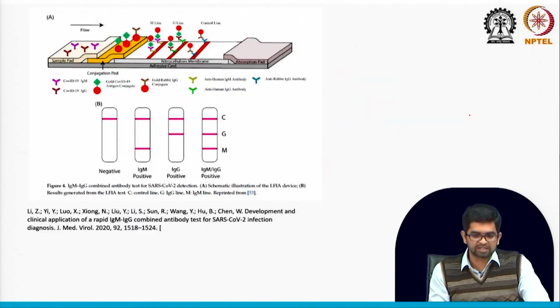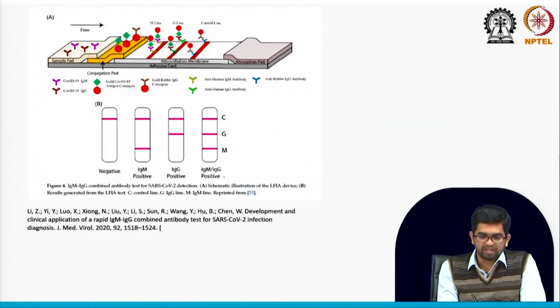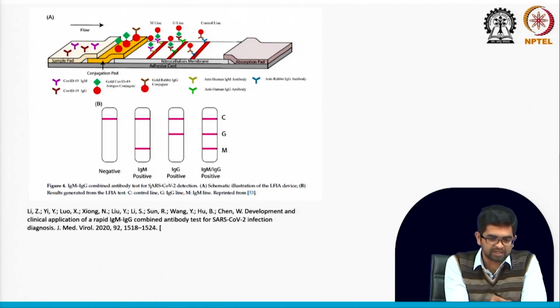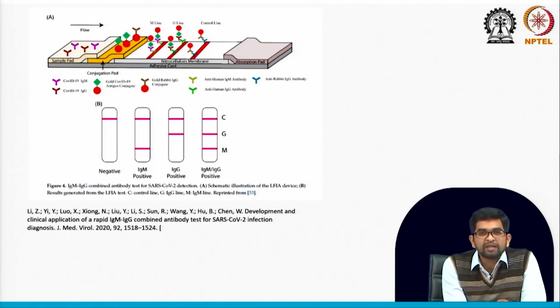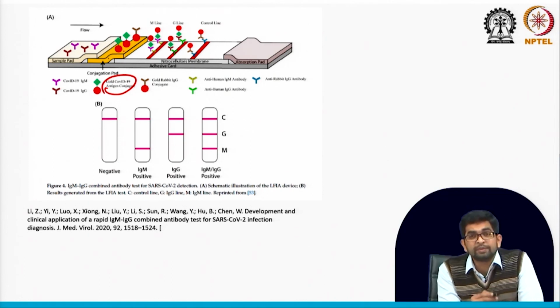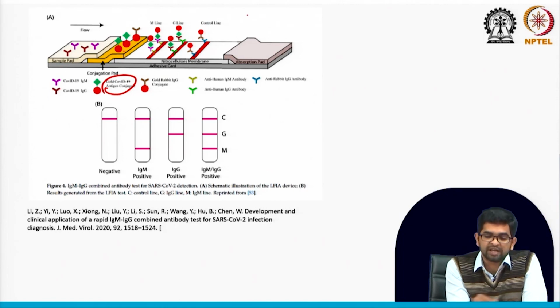See here, I can show you an example, and you can see the color change. In the sample pad, we are mainly going to detect your antibody, right? So it can be IgG or IgM, and on your conjugation pad we are already using some gold COVID-19 antigen conjugate. As I told you, we can design it in different ways. It is another design.